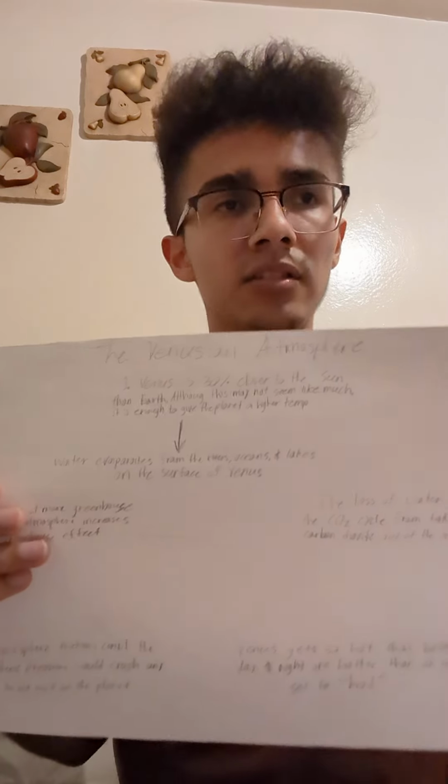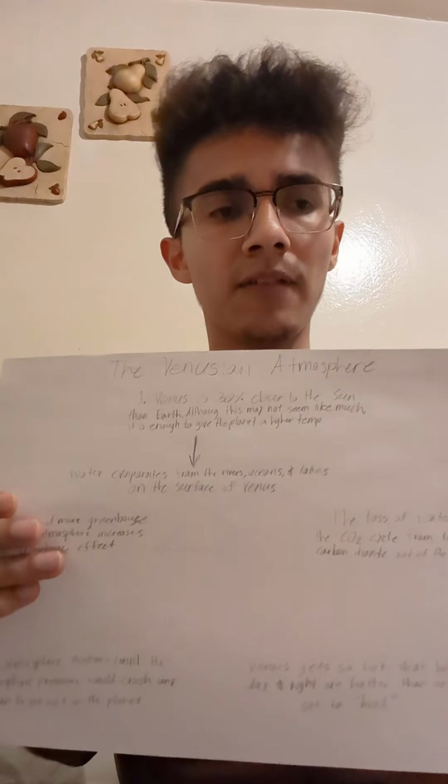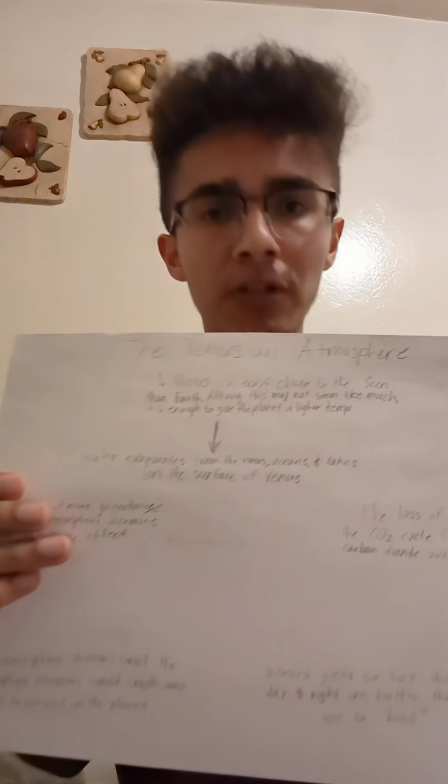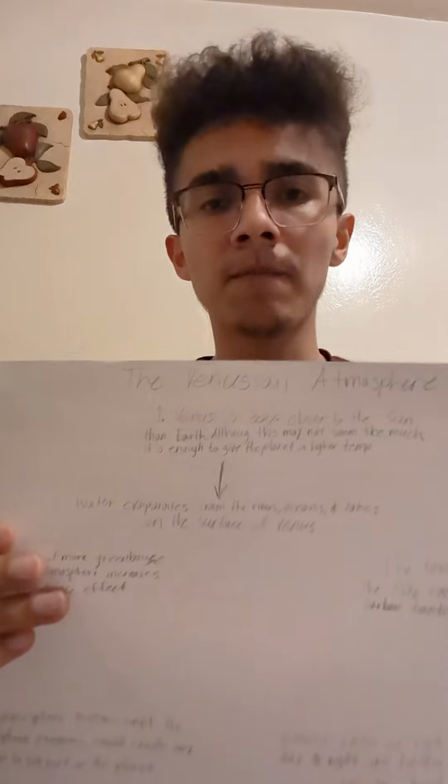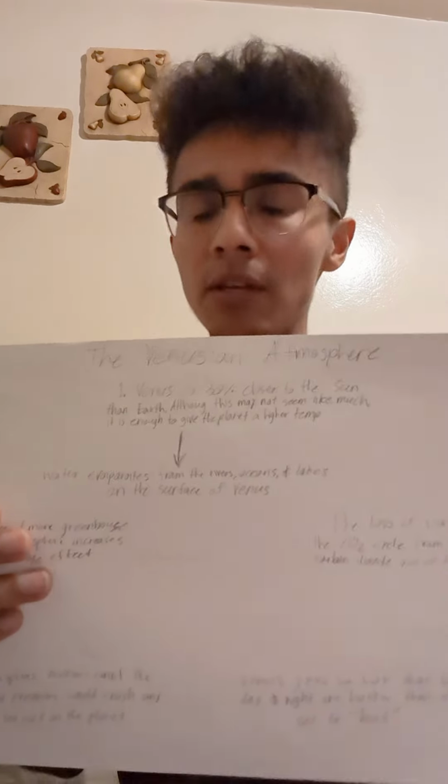Hello, Dr. D. This is the flowchart assignment, and the planet I chose to do it on was Venus, the Venusian atmosphere. I know it's a little hard to read. I'm sorry my writing is kind of bad, but that's why I'm here to explain it.